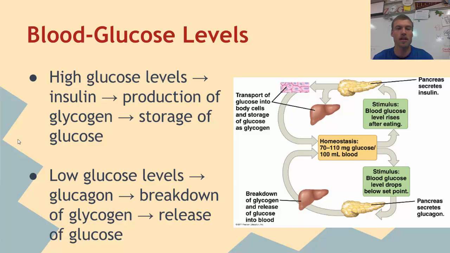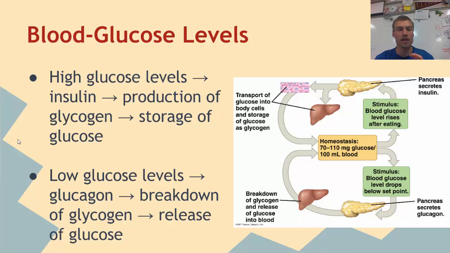Next, we've got blood glucose levels. When you have high blood glucose levels, so basically you've eaten a lot of food, that stimulates the pancreas to secrete insulin, which leads to the production of glycogen, which then takes the glucose and stores it. And it stores it as glycogen. So that is going to then decrease your blood glucose levels.